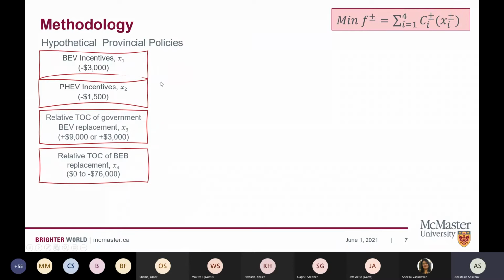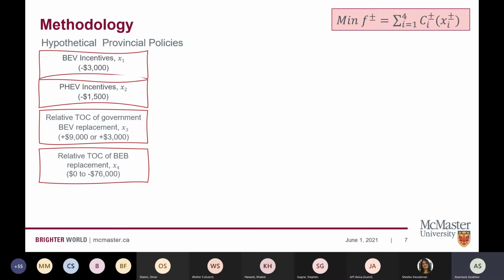The other 2 policies I considered were from the provincial fleet perspective. So what is the relative total cost of ownership, TCO, for a government battery electric vehicle and for a battery electric bus replacement? These are relative to the conventional option. In the case of a government battery electric vehicle, it's just a conventional car, and in the case of a battery electric bus, it's a conventional diesel bus.